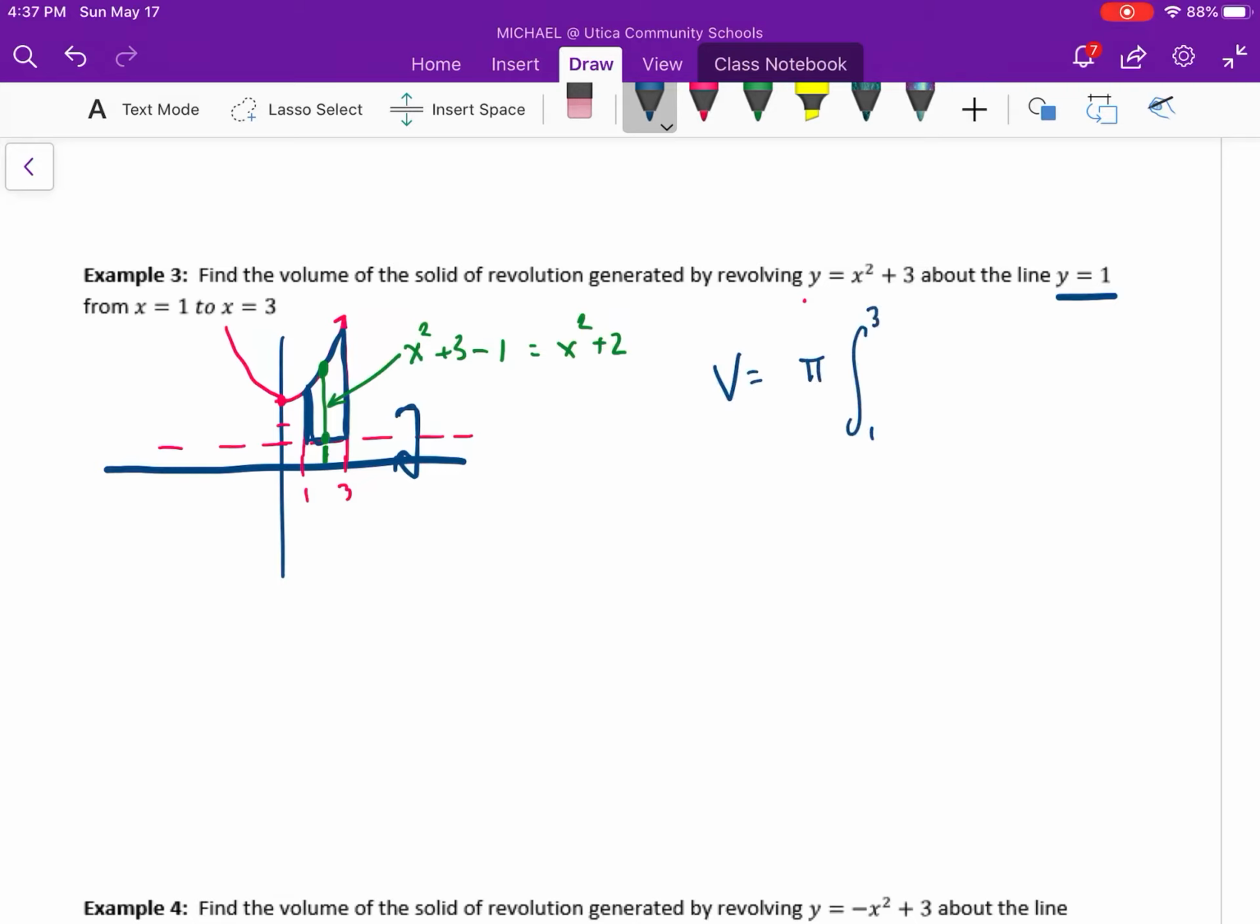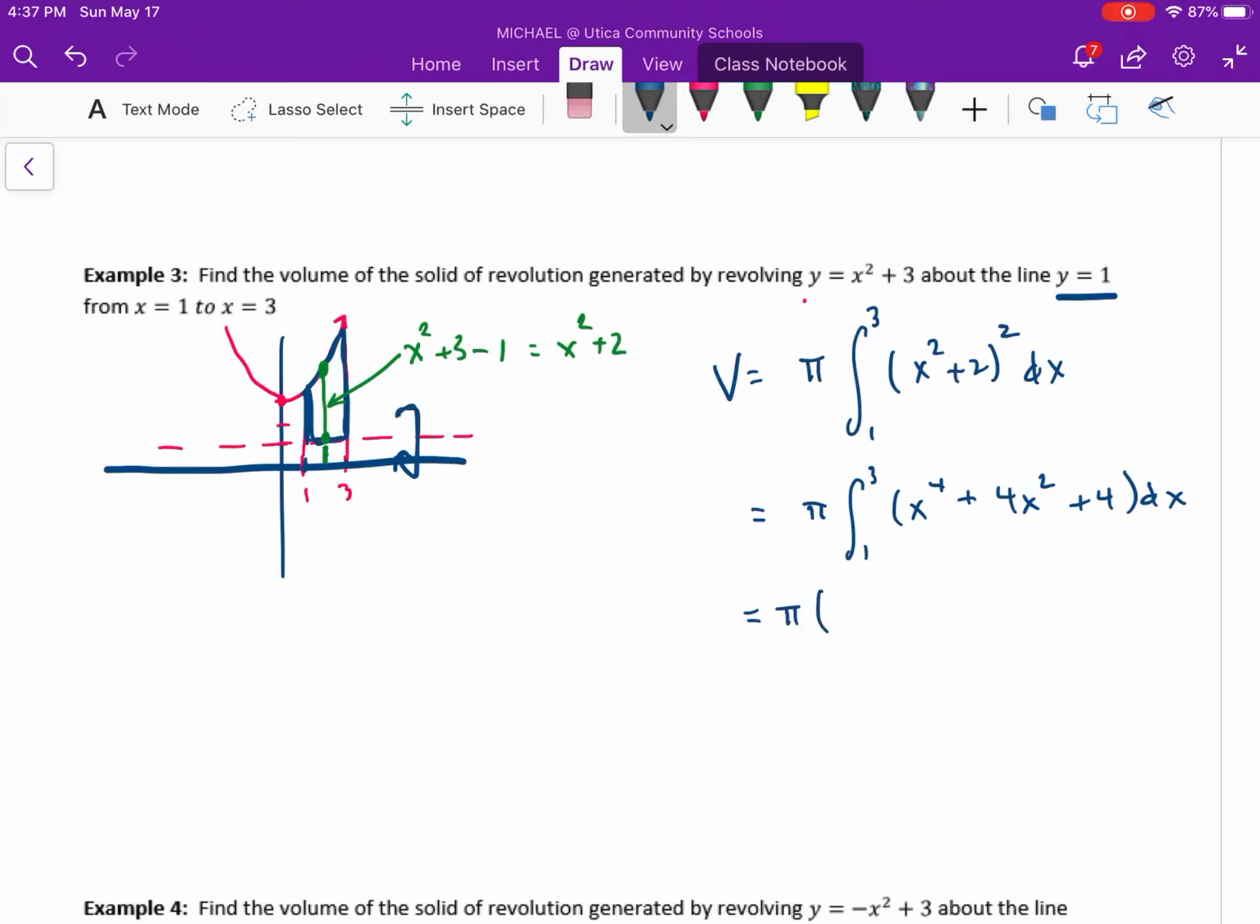So the volume works the same way. We still go pi r squared, because we're still finding all these circles. It's just a different radius. And my endpoints I wrote as 1 to 3. So we're going from 1 to 3. All right, I'm going to multiply all that out. I'm going to get x to the 4th plus 4x squared plus 4.